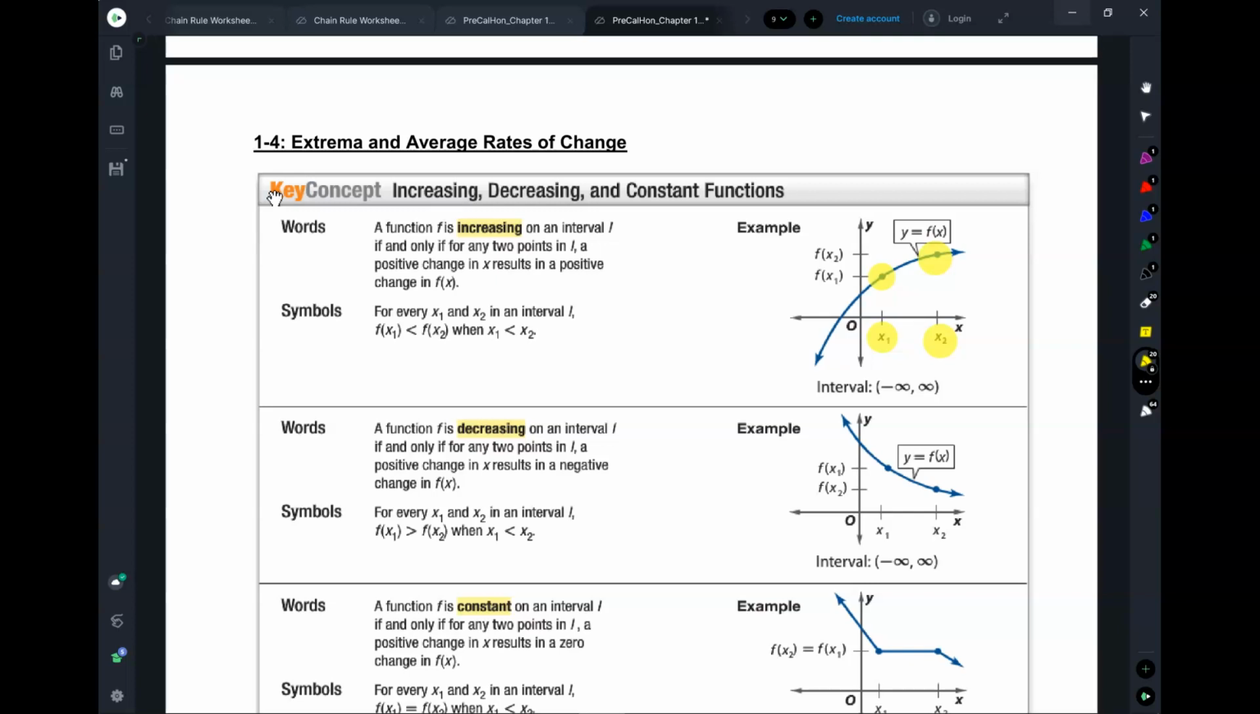Now, does it take much for you to look at this and say it's an increasing function? Not at all. If you look at it left to right, yeah, it's increasing. A decreasing function is when on an interval, for every x1 and x2, f of x2 is less than f of x1. So it's literally decreasing.